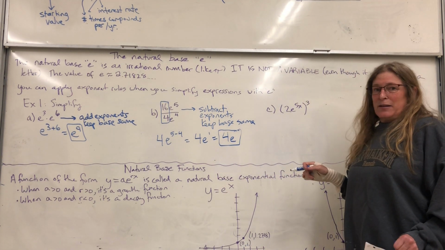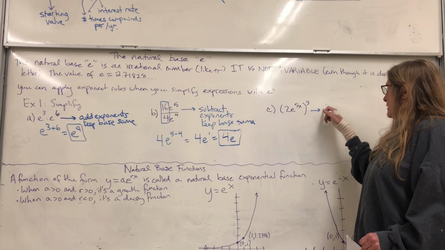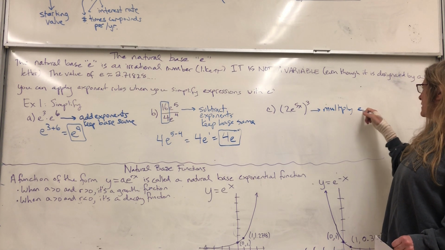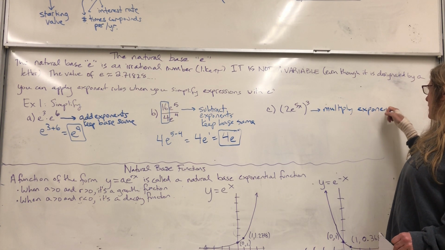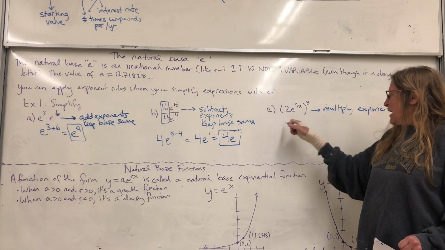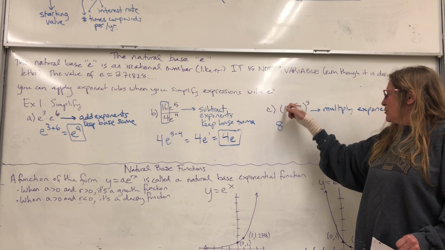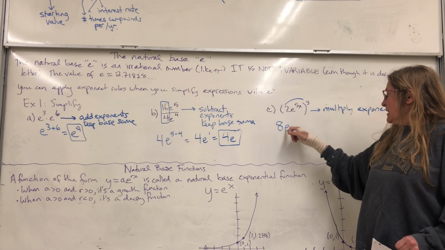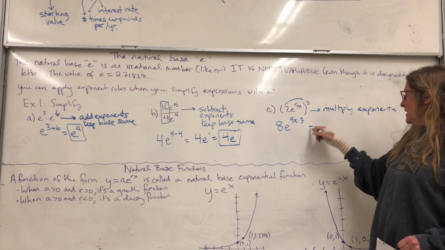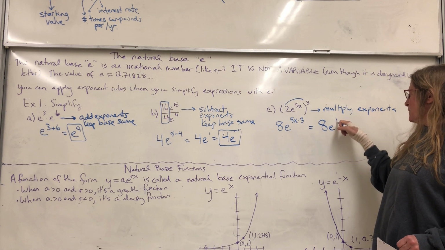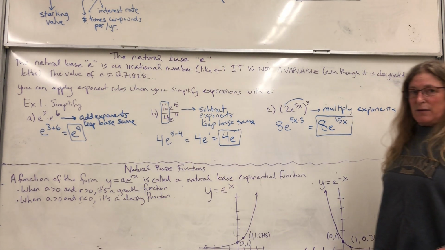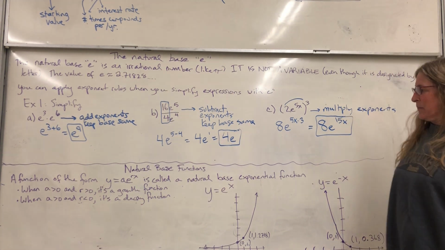Okay, now we're going to throw a variable in. Here I'm going to multiply the exponents because I'm raising a power to another power. But I have to remember to raise the 2 to the third as well. So that's going to give me 8, because 2 to the third is 8, and then e to the 5x times 3. So that's going to give me 8e to the 15x. So those are applying the 3 rules that we know and love from our exponent life.